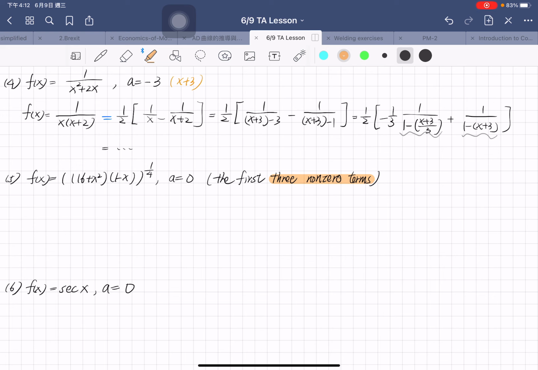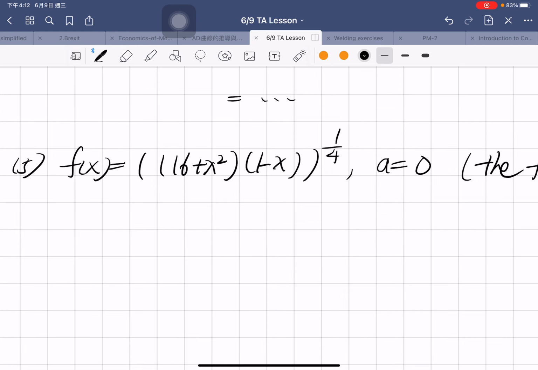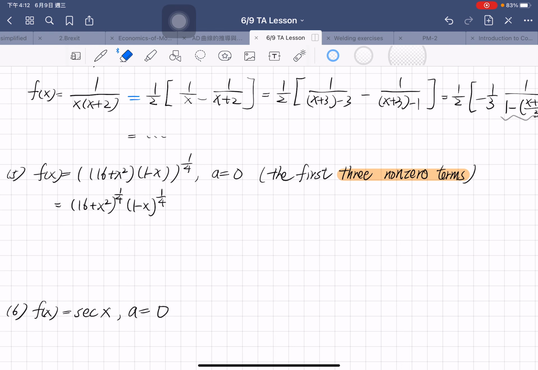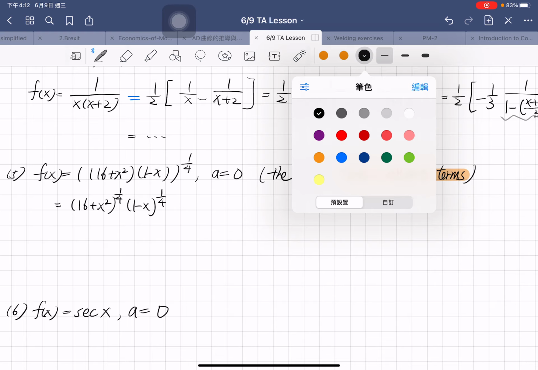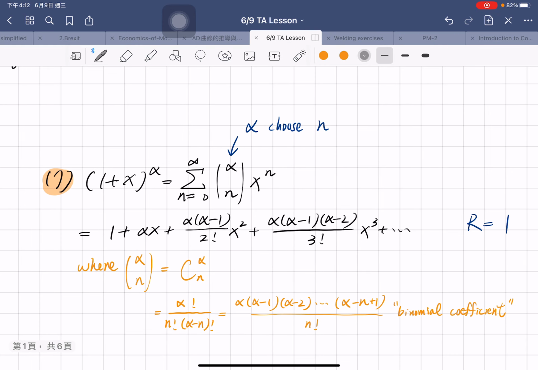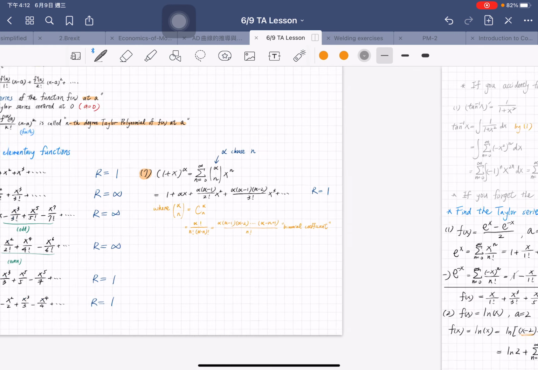So a question like this, actually, in most situations it doesn't want you to find the whole series. It wants you to find like the first 1 or 2 terms. So what we do is we split it into 2 terms. Okay, so we turn it into 2 terms like this, and you see these two are similar to the format of number 7. So it's 1 plus x with the alpha power.